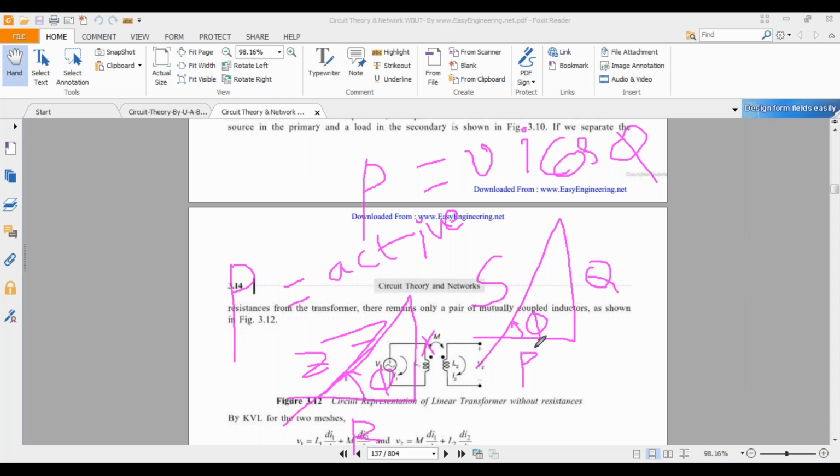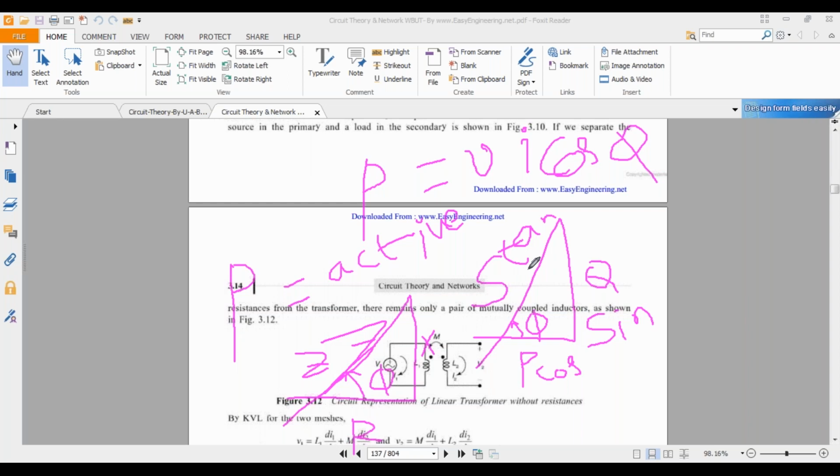Here this term becomes cos phi and this term becomes sin phi. So this ratio becomes tan phi. An active power P is given as V into I, which is called the power, or in other words, simply saying.